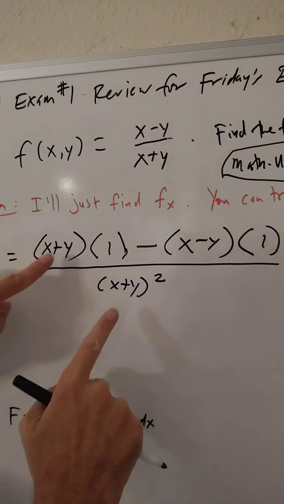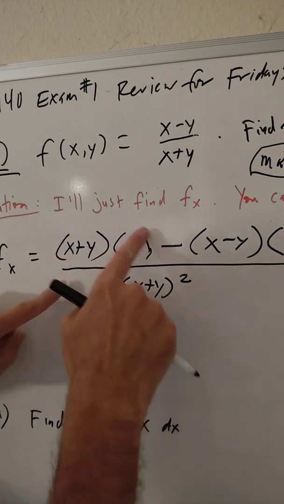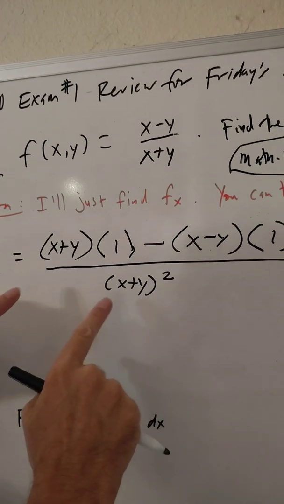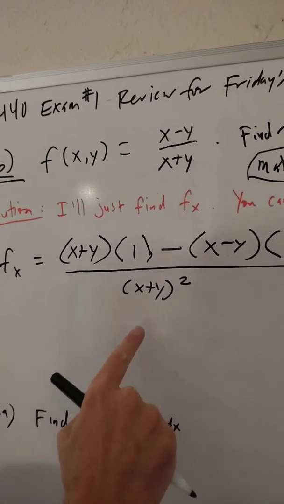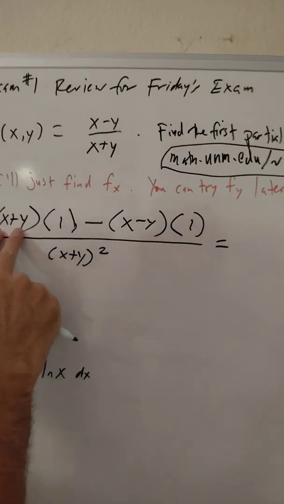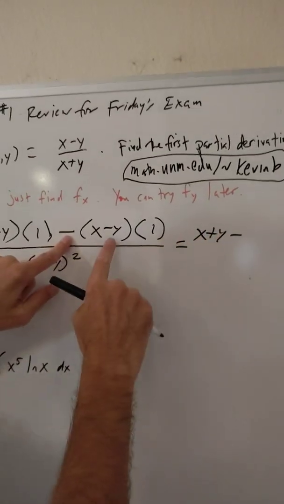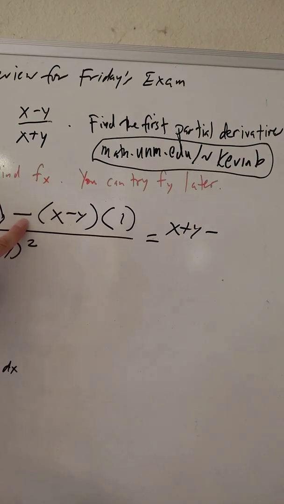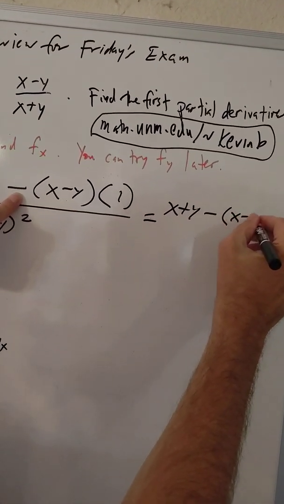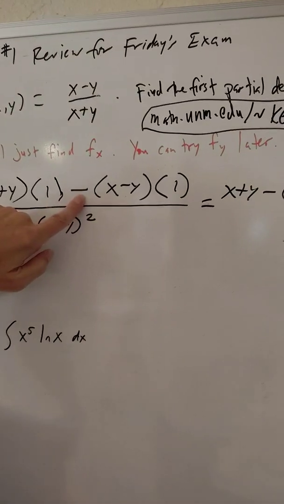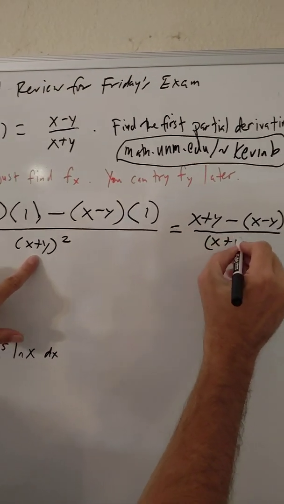It might be tempting to cancel this with one of these, but because of this minus sign, that would be an illegal cancel, because this is part of a term. You cannot cancel terms. So at this point, what you want to do is simplify this numerator. As a rule, keep the denominator in factored form. x plus y times 1 is just x plus y, minus, and then x minus y times 1 is just x minus y. But because of this minus sign, you have to write minus the expression x minus y. Minus the expression x minus y. All over x plus y squared.